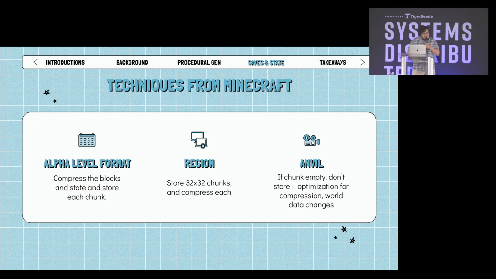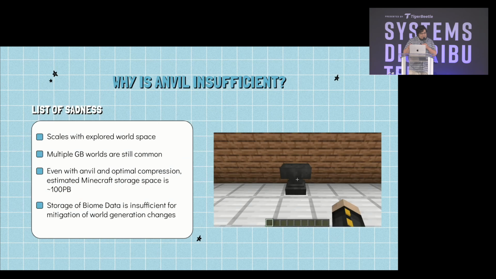In the Anvil format, they do start to make some optimizations. If a chunk is empty, they're not going to store it. So this is like an air block that's just in the middle of the sky. You don't need to store it. There were optimizations changed for compression and some of the world data changes. However, Anvil is pretty insufficient.